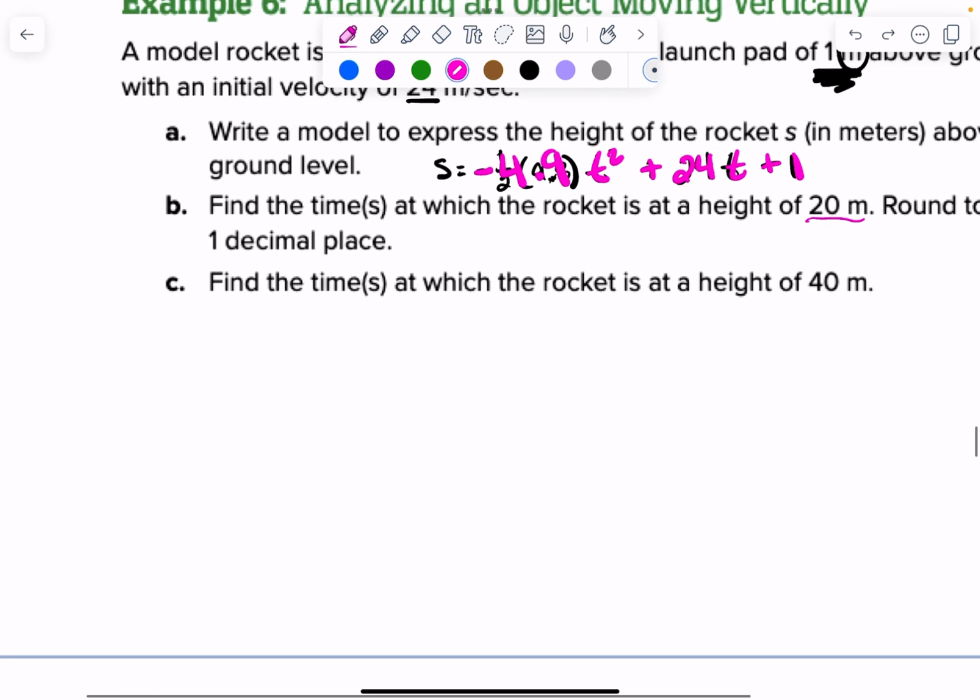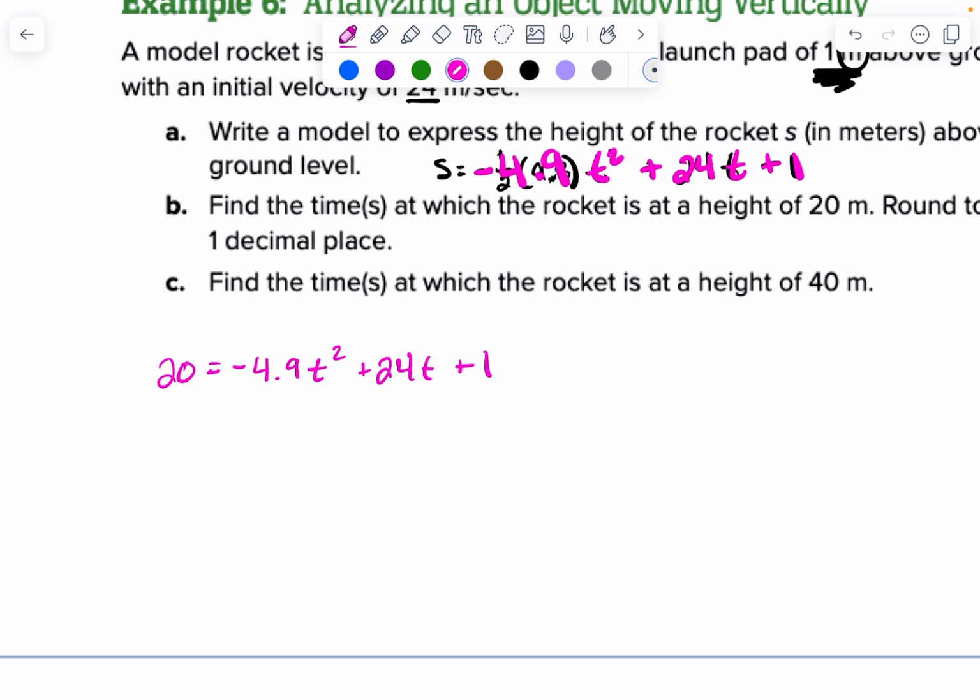All right, so I'm going to do this down over here because I need some room. 20 equals negative 4.9 T squared plus 24T plus 1.